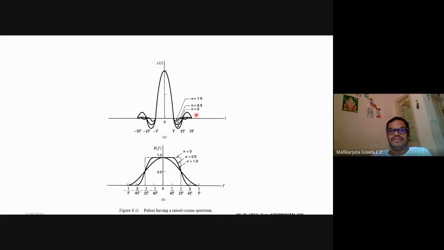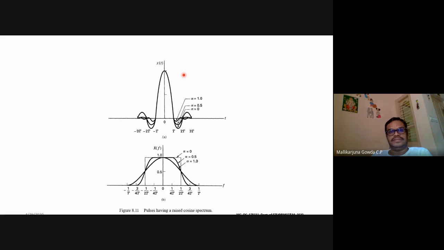As the value of alpha increases, when alpha is 0.5, its magnitude is less. And when alpha is 1, it is very much less. I hope you can understand this difference in magnitude between T and 2T. This magnitude is what leads to intersymbol interference. If the magnitude from T to 2T is more, it leads to more intersymbol interference, so it has to be kept to a minimum. That is what happens when alpha is equal to 1.